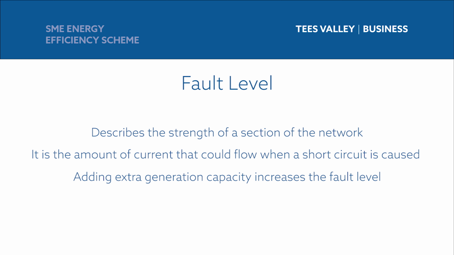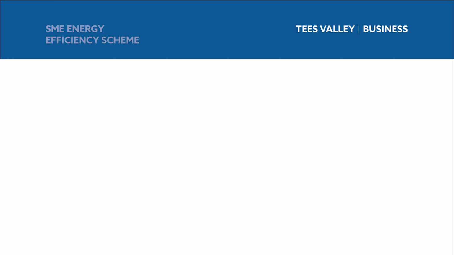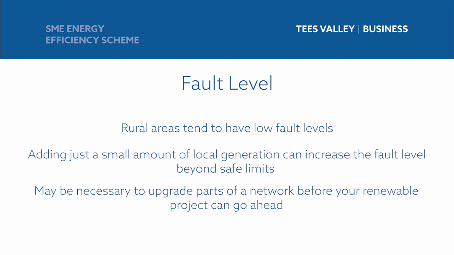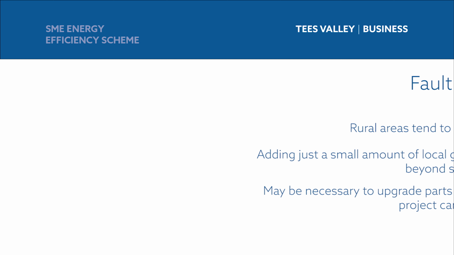If you add some extra generation capacity to the network, the fault level is going to increase. So the DNO has to ensure that their protection equipment can handle the extra power. Rural areas tend to have low fault levels because the electrical infrastructure was not designed to carry large loads, and physically it's smaller. Adding just a small amount of local generation can increase the fault level beyond safe limits, so it can sometimes be necessary for parts of the network to be upgraded before your renewable energy project can go ahead.